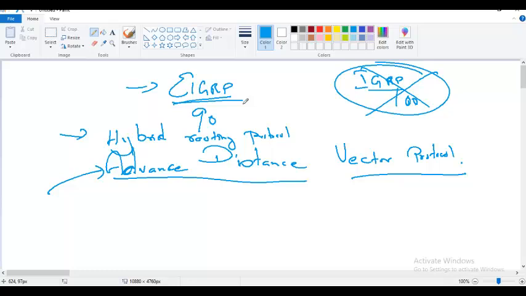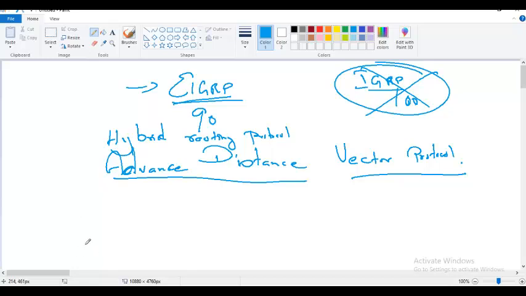Now, EIGRP is an advanced distance vector protocol. Why is it called an advanced distance vector protocol? Same like RIP, they advertise the network and the metric.